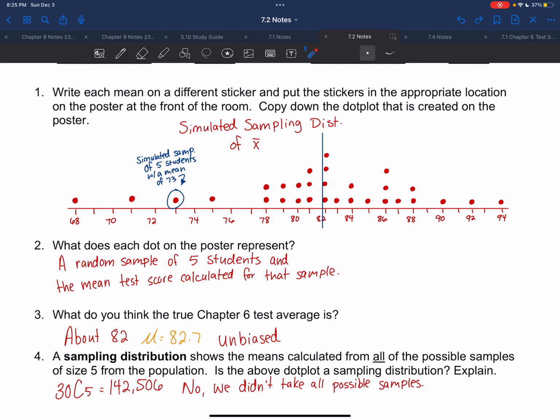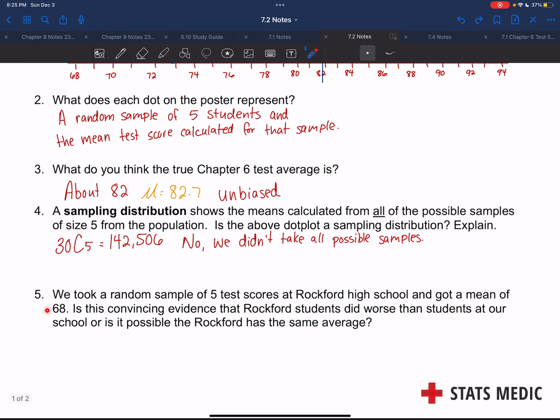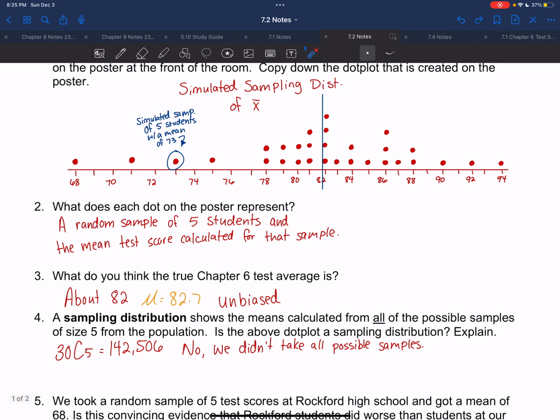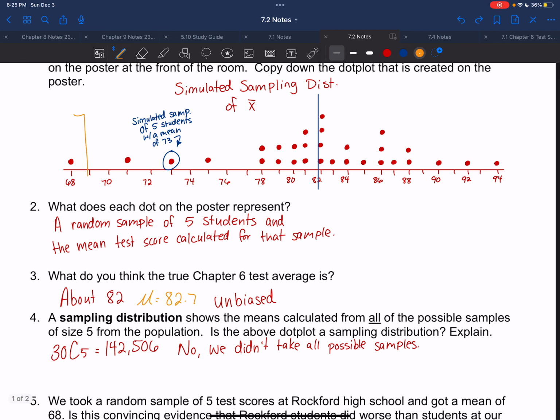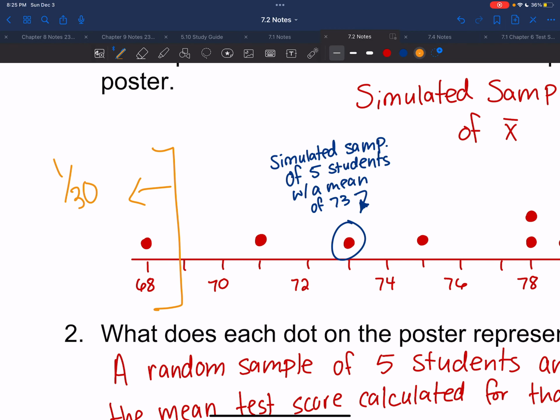So we can ask ourselves, what are the odds of someone of the same ability scoring that much lower than us, a 68? If we come back up to this graph and look, we've got only 1 dot at or below 68. 1 out of the possible 30 we had, right? Which is about 1 out of 30. What is that as a decimal? It's about 3%.